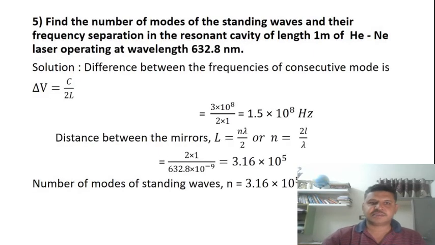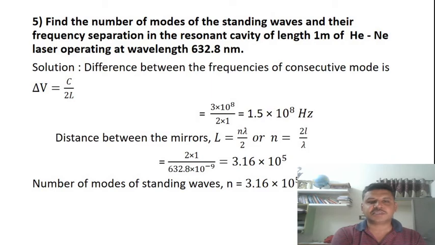Next is the fifth problem. Find the number of modes of the standing waves and their frequency separation in the resonant cavity of length 1 meter of a helium neon laser operating at wavelength 632.8 nanometer. So it is a very simple and interesting problem. Here the difference between the frequencies of consecutive modes, that is delta nu, is equal to c by 2L. Calculating that value, it is 3 into 10 power 8, the velocity, divided by 2 into L. The L value is 1 meter. That is equal to 1.5 into 10 power 8 hertz.